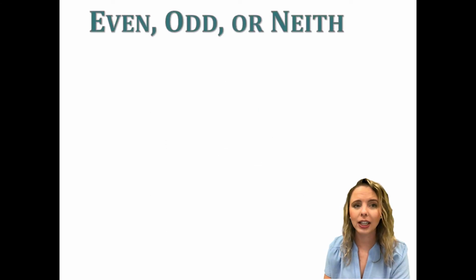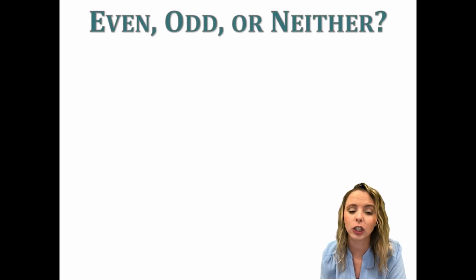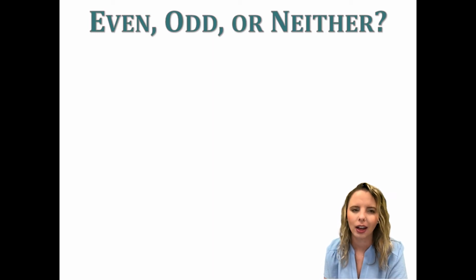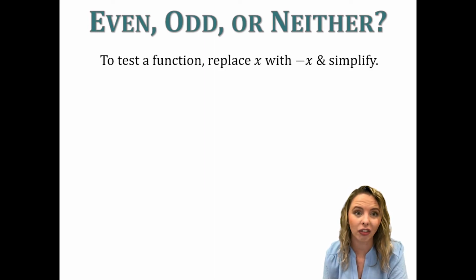Now, how can we determine algebraically if functions are even, odd, or neither? Graphs can be neither as well. So even, odd, or neither. So we can test a function. If we have a function, everywhere we see an x, we replace it with a negative x and simplify.